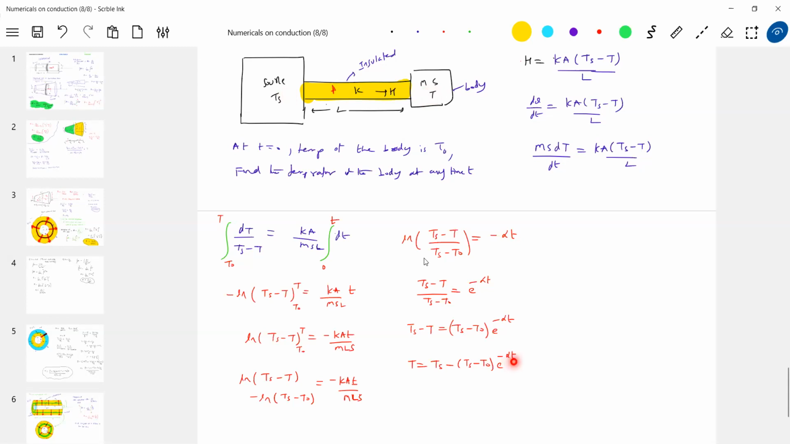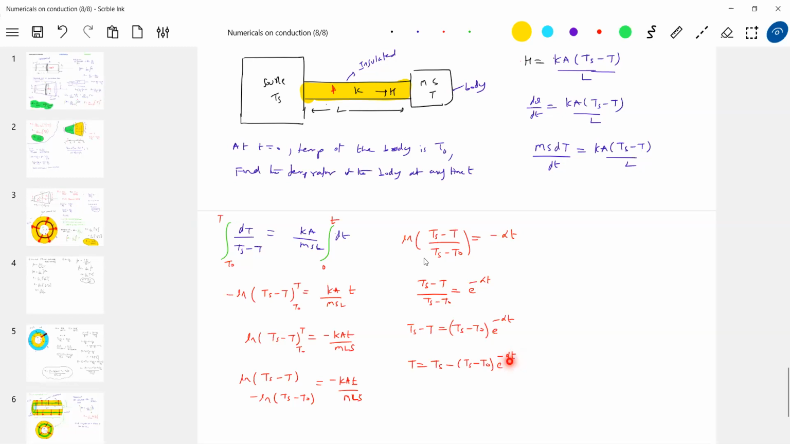So let's put T equal to infinity. e to the power of infinity will be infinity only, so e to the power of minus infinity will be 0. The temperature of the body will be Ts. Am I right? Put T equal to infinity, what do you write?